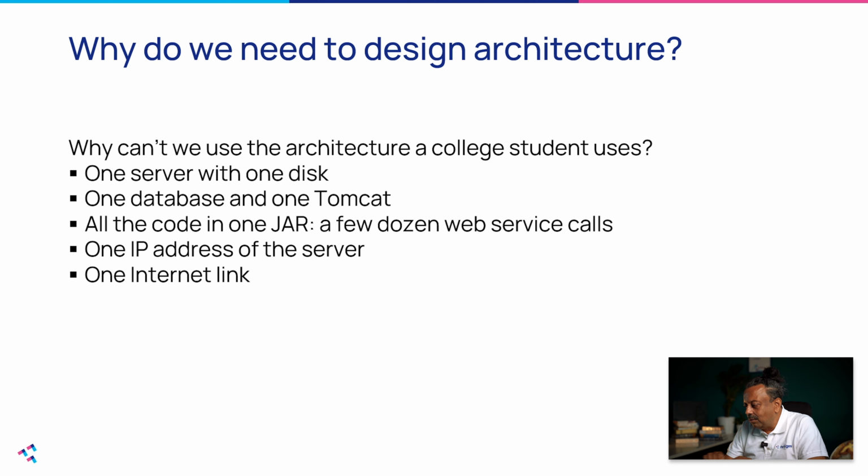And one IP address for the server. The server will have an IP address and there will be one internet link. If he wants to make his application accessible from the outside, this laptop will have to have an internet connection. So, this is the stack: one computer, we call it a server, one computer with a hard disk, one database, one Tomcat, one bundle of Java code implementing his web service calls, and one IP address.